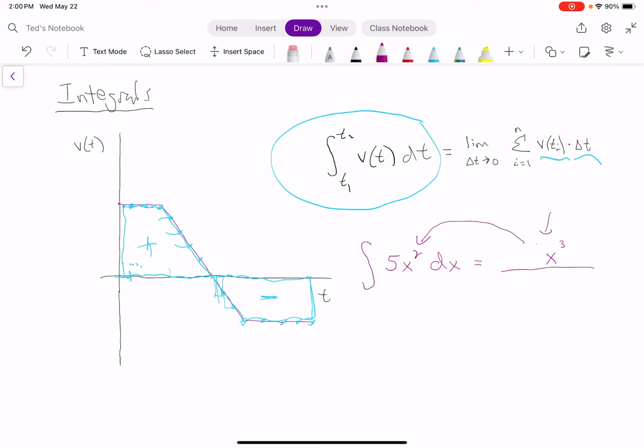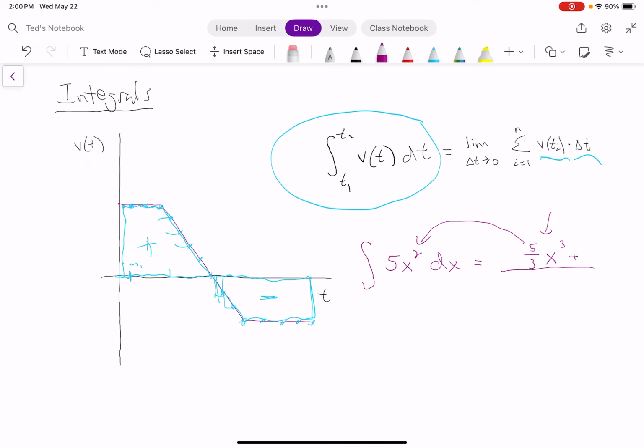So the constant I would need out in front here would be 5/3 x cubed. And why? Because if I take the derivative of this, the 3 comes down and cancels with the 1/3, and I end up with 5x squared. But this isn't the only function that works.